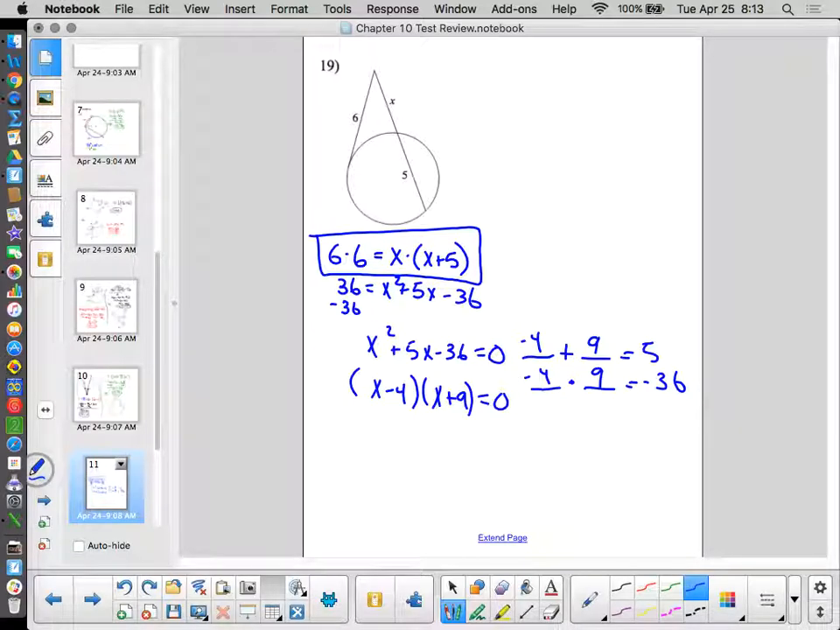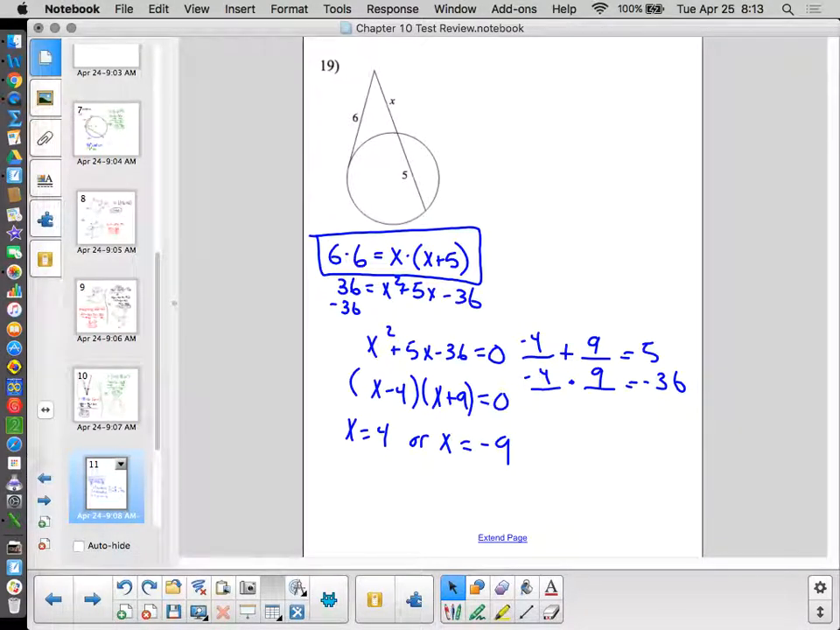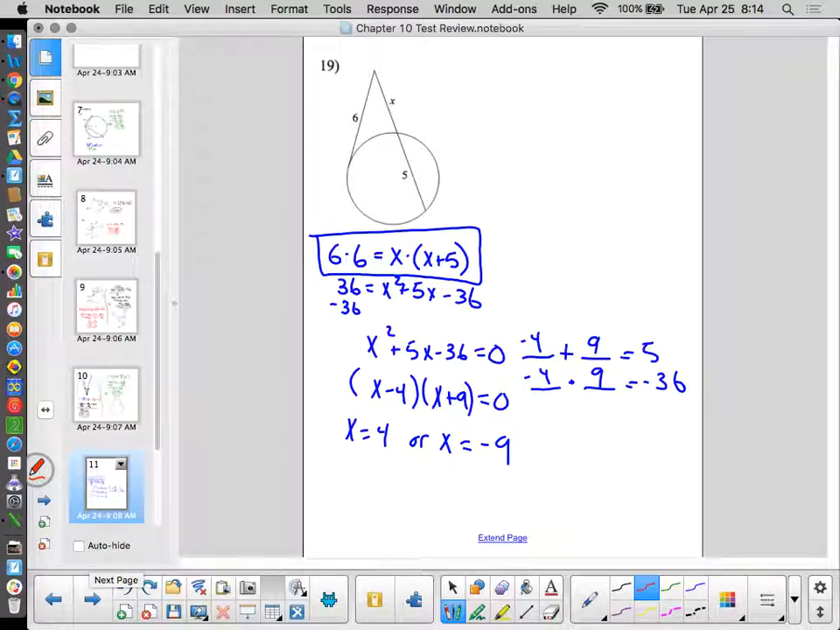But that's not my solution yet. Those are my factors. My solution is what values of x make these individual factors zero. So that means x equals 4 or x equals negative 9. We're still not done. Those are possible solutions. I have to make sure my solutions work. Does negative 9 make any sense in terms of this problem? No, it doesn't, because that would give me a negative length. So x equals 4 is my only solution.